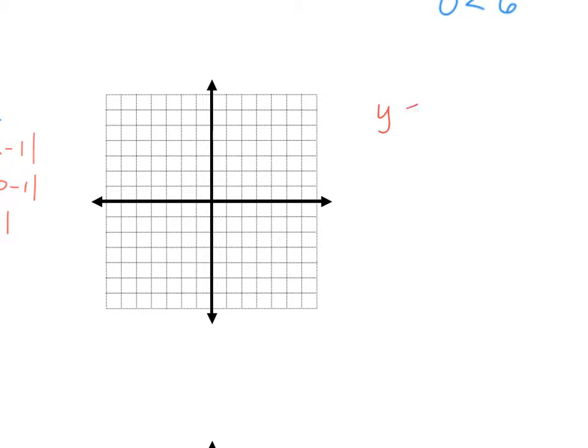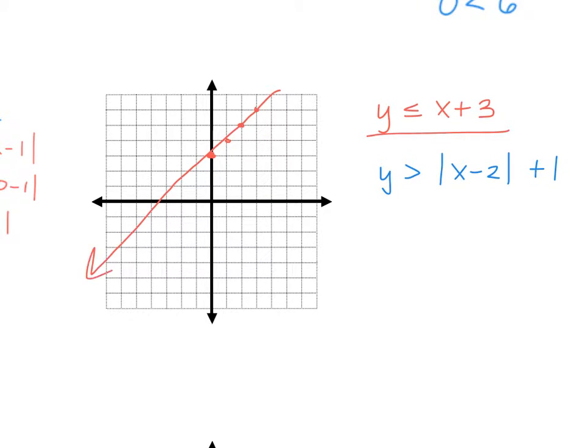All right, y is less than or equal to x plus 3. And y is greater than the absolute value of x minus 2 plus 1. Okay? So y is less than or equal to x plus 3. This is going to be a solid line. You go up 3, 1, 2, 3. What's your slope? Up 1 over 1. Okay, so solid line. Like that. Use a straight edge. Mine's terrible. Can't find my ruler.